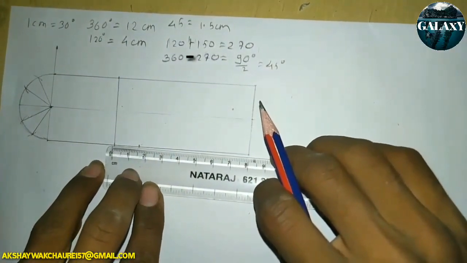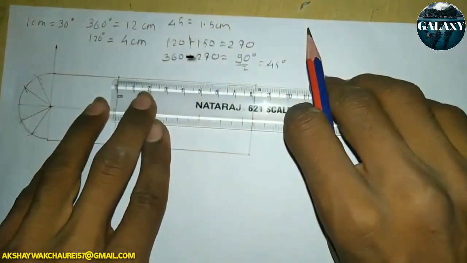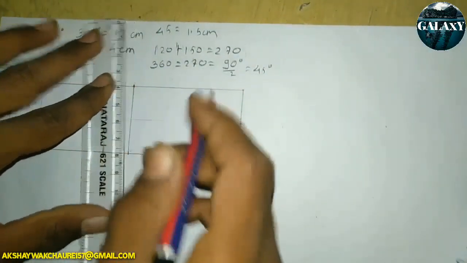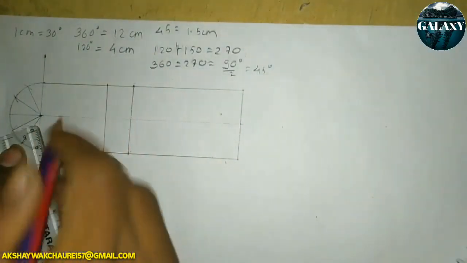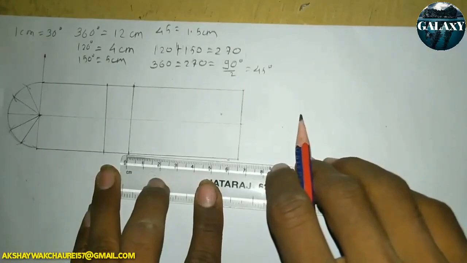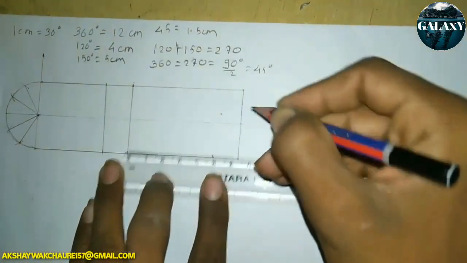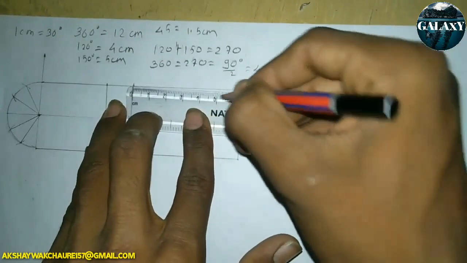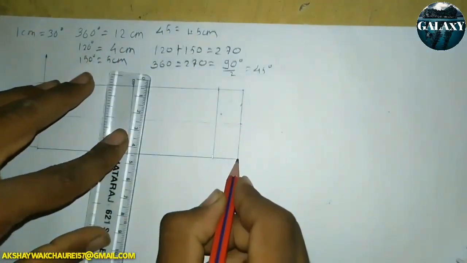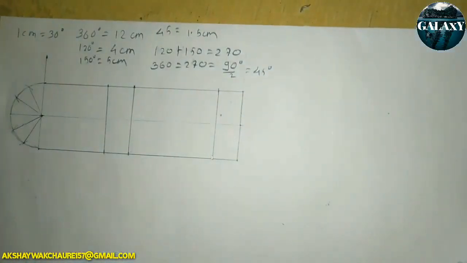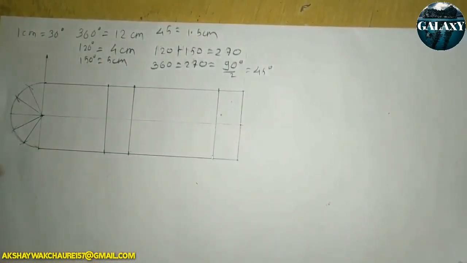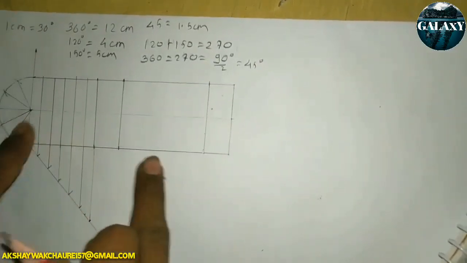1.5 centimeter from here and draw a line. The return stroke is 150 degree, so 150 degree is equal to 5 centimeter. So draw 5 centimeter from here. And the last dwell period is 1.5 centimeter. So we have to divide this outstroke 120 degree into 6 equal parts. So we have divided this into 6 equal parts.